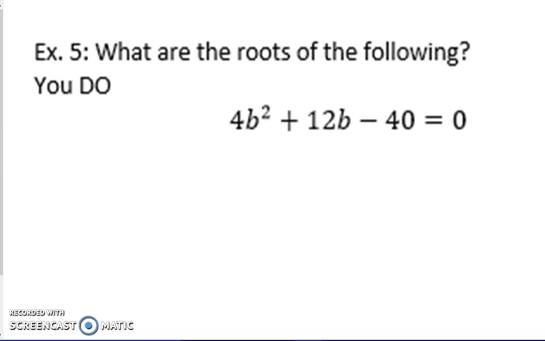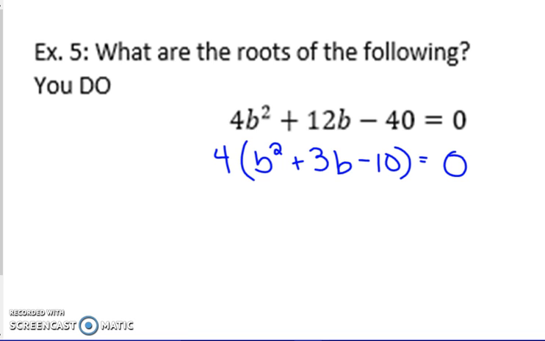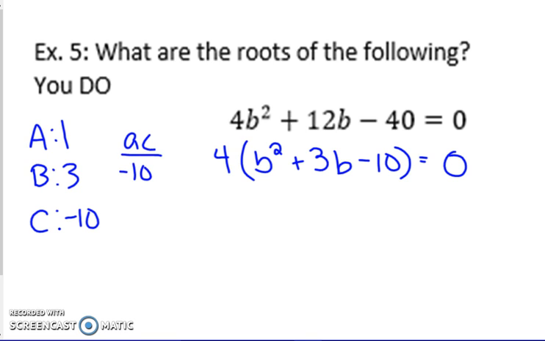Again, we're talking about the roots. However, if we look at this equation, we have a GCF. Just like when we did factoring last unit, we need to pull out that GCF first. So I'm going to pull out a GCF of 4, and I'm left with 4b squared plus 3b minus 10, and it's still going to set equal to 0. So now, ABCs, A is 1, B is 3, and C is negative 10. Well, AC is negative 10, so that tells me I need to subtract. In this case, if I do 5 minus 2, I get my 3.